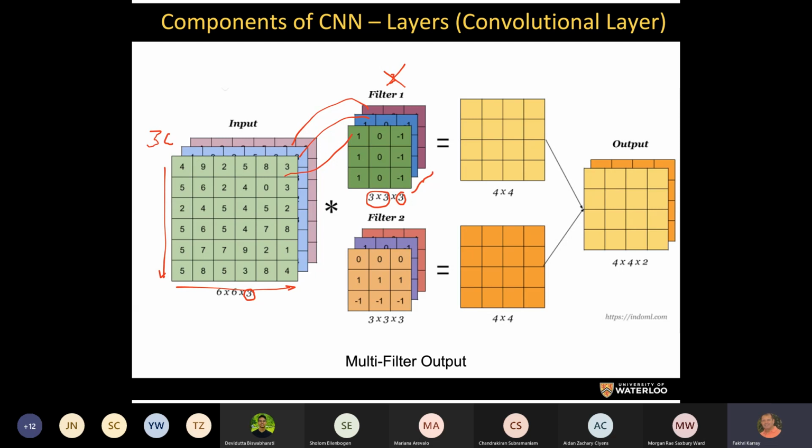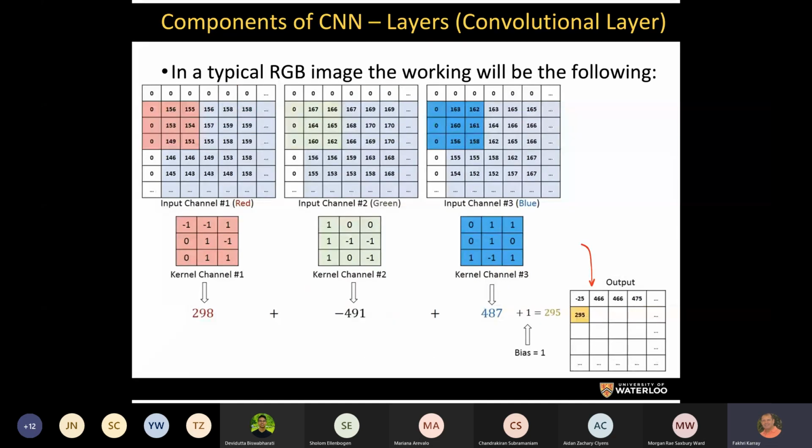So this is filter 1. And for this particular filter 1, we are going to have this particular convolution here, plus the convolution here on the second channel, plus the convolution of filter 1 on this particular part, and then we add them up, similar to what we have seen here.